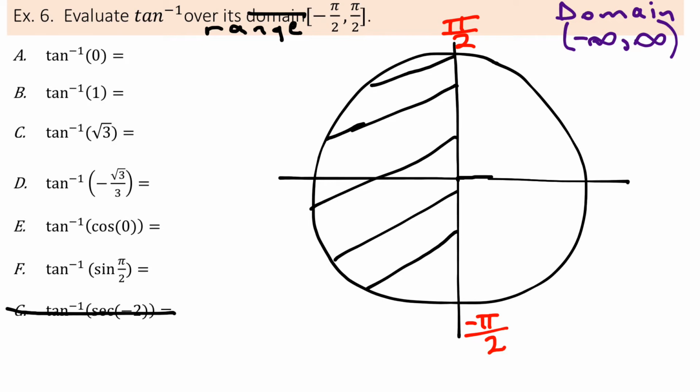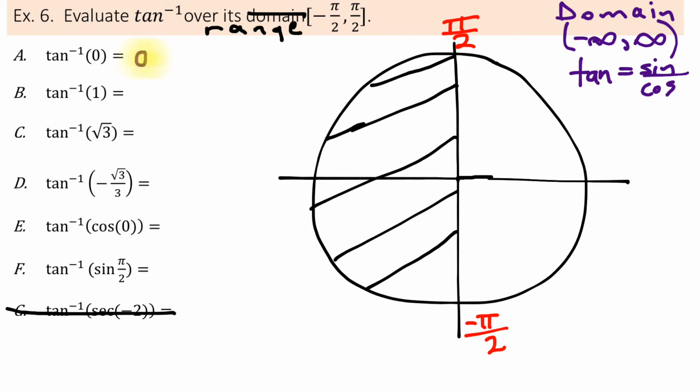The tangents are a little more complicated, because tangents are quotient functions where you've got a sine and a cosine involved in creating the tangent. So if the tangent is 0, like it is here, that means the numerator, the sine, must be 0. The only angle within this side of the circle who has a sine of 0 is 0 degrees or 0 radians. So I'm going to say 0 is my answer here.